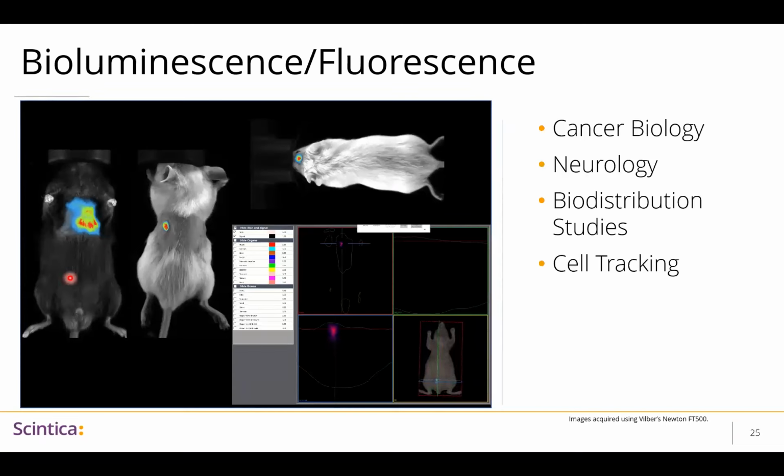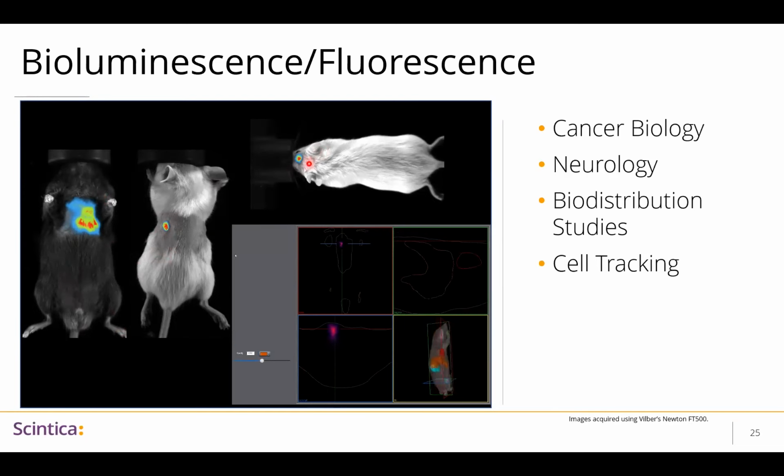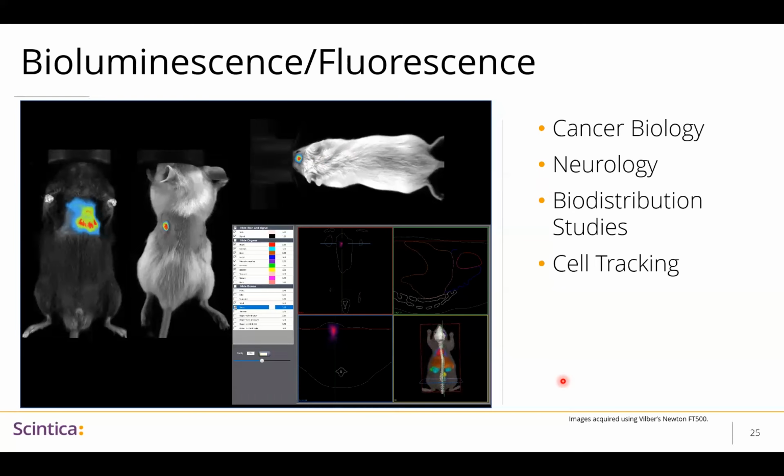Here we have images from our Newton system that we sell here at Scintica. So bioluminescence, looking at a lung tumor, fluorescence imaging here, bioluminescence on the brain. So cancer imaging is a main application, as well as neurobiology, biodistribution, and cell tracking. The Newton system also has great 3D capabilities. Here we're seeing a 3D tumor localized in space, and the ability to apply an anatomical atlas onto the image to provide us with some context of where that signal is coming from.